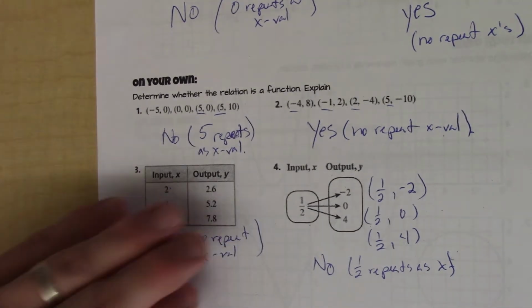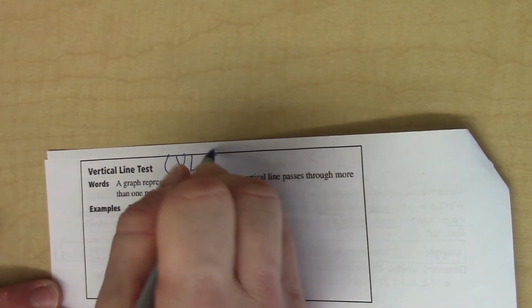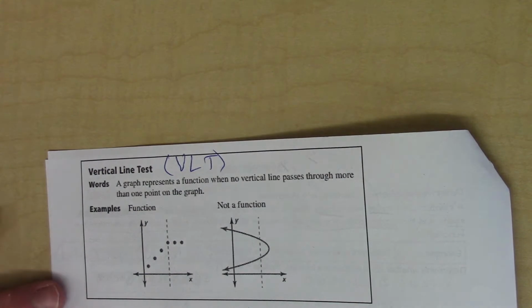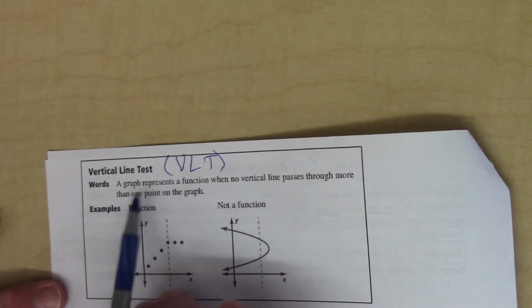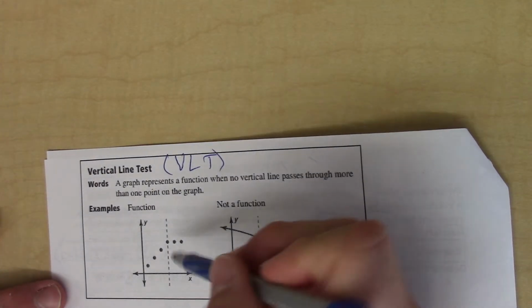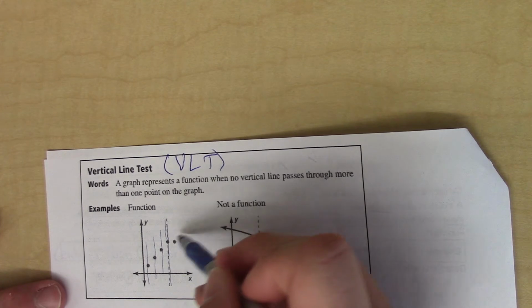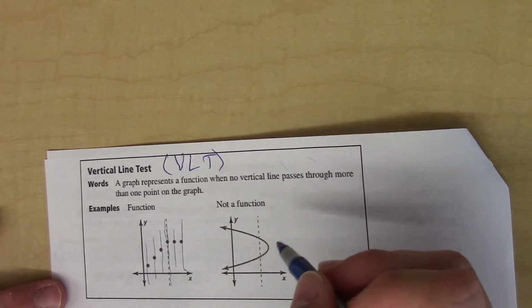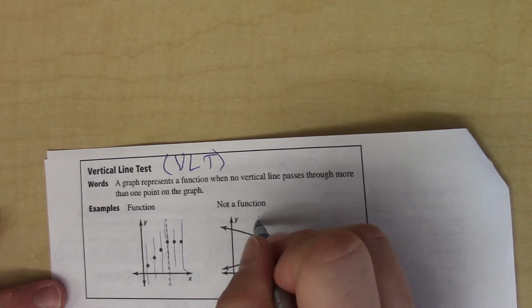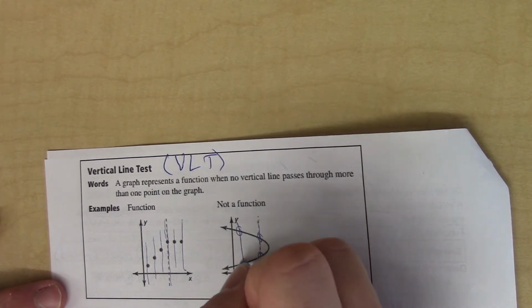Well, there's another way that we can check it, and that's what we're going to the next page on. It's called the vertical line test, the old VLT up here at the top, VLT, right? So what this is basically saying is a graph represents a function when no vertical line passes through more than one point. So if I look here, this vertical line, this vertical line, this vertical line, I'm never going through more than one point. But here, I went through it twice. So even if I draw it here, I'm going through it twice.